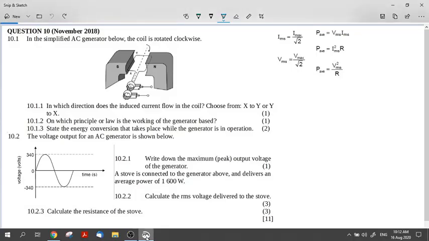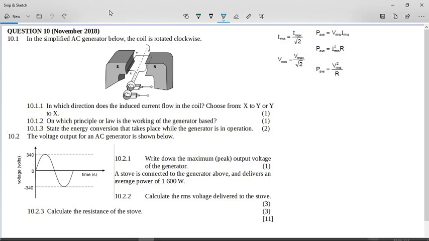Okay, let's look at this question on electromagnetic induction from November 2018. It says, in the simplified AC generator below, the coil is rotated clockwise. Now we know this is an AC generator because can you see we have the complete slip rings here. Okay, now it says to you the coil is rotated clockwise.